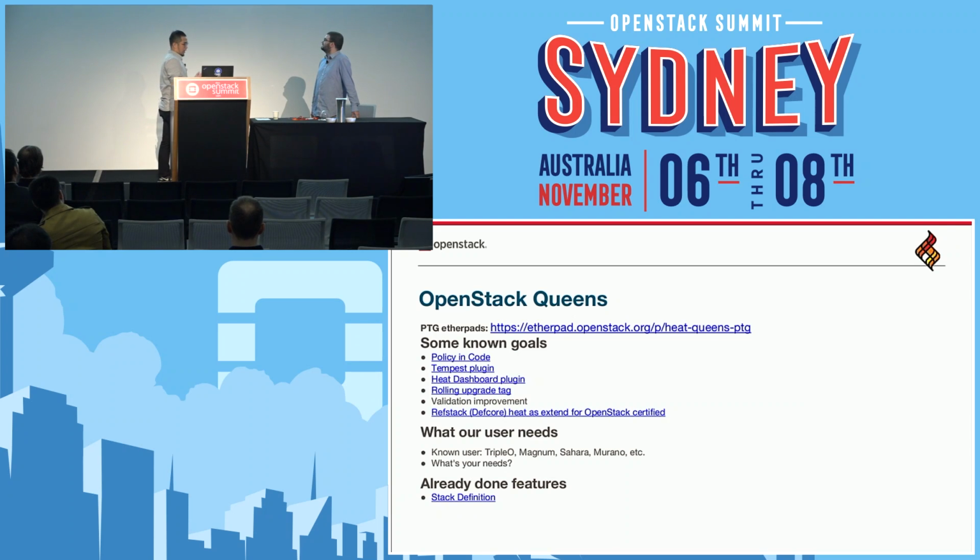So okay, we talked a lot about what we did in Pike, and now we have to give a quick talk about what we do in Queens. So we have heard a lot about the new community goals we need to do since the Denver PTG. And one of the things is policy in code. Policy in code is just moving the policy back to the Python code format. All the links have the direct link, so you can check it if I don't speak in detail.